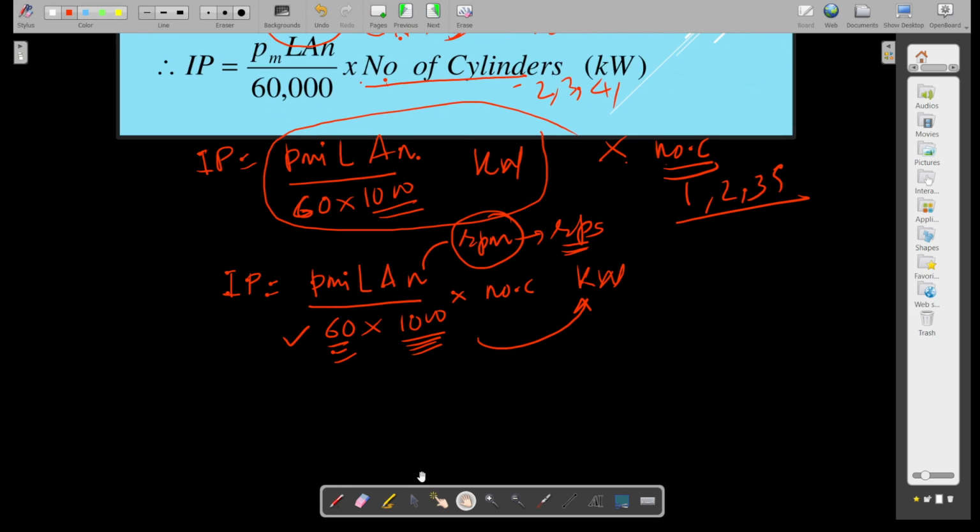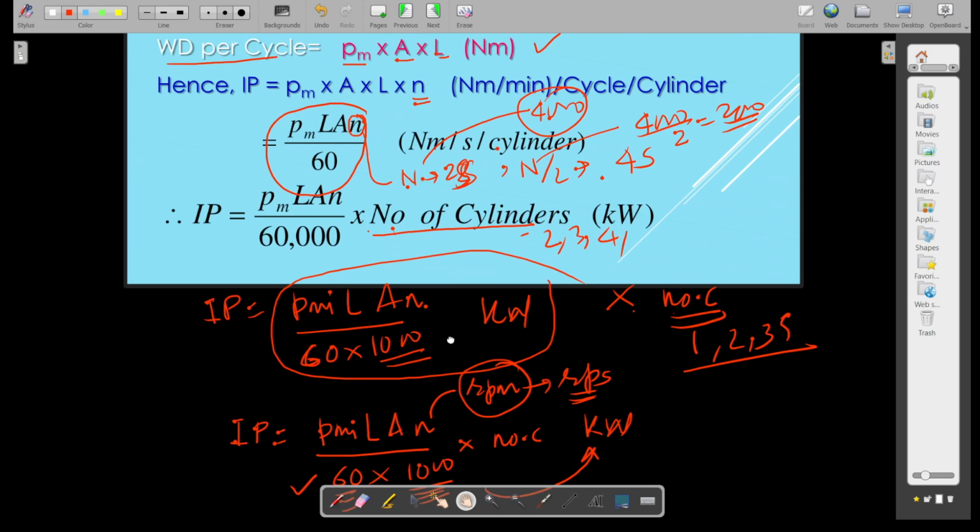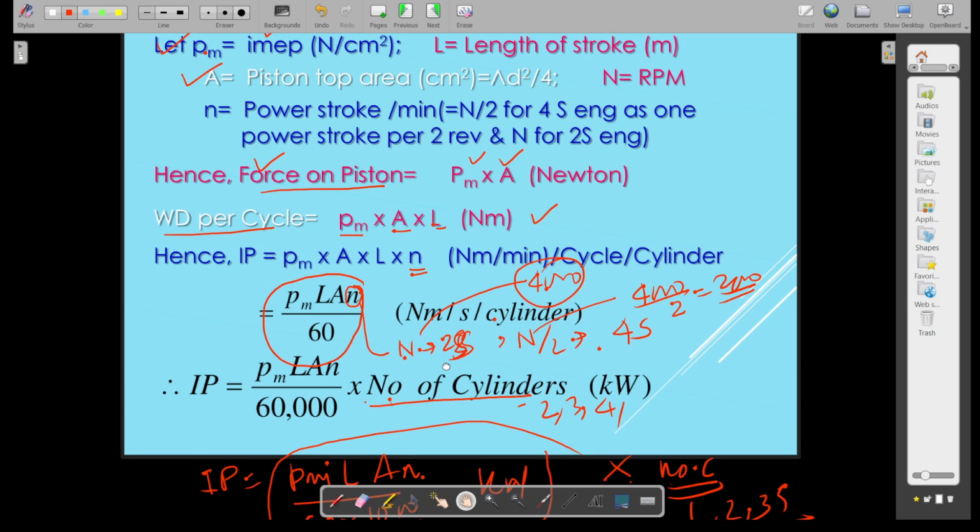Shortly, हमको अगर याद रखने का है इसको तो हम सीधा बोलते हैं IP is plan. We say IP is plan. So 60 for the RPM and 1000 for the kilowatts. This you should remember, multiplied by number of cylinders NOC. So this should be your basic formula.